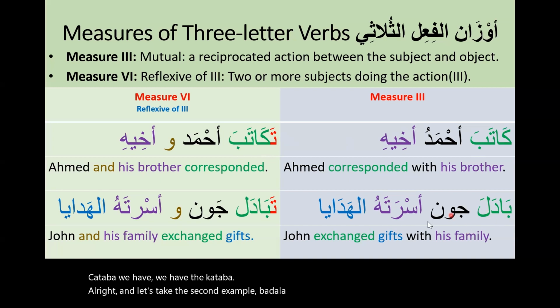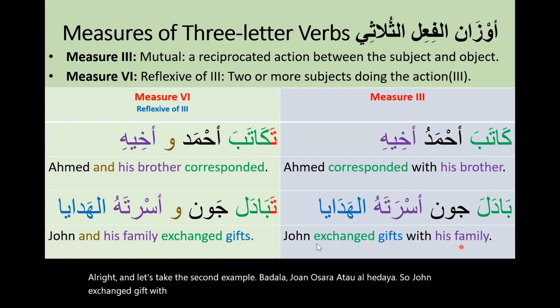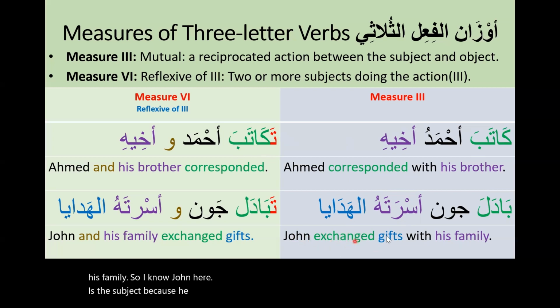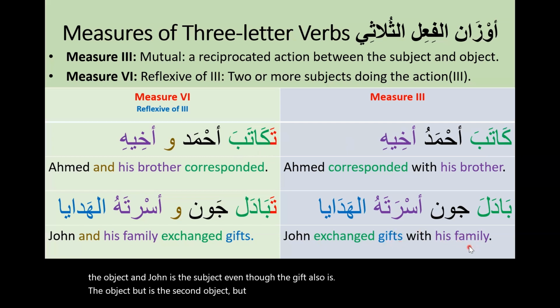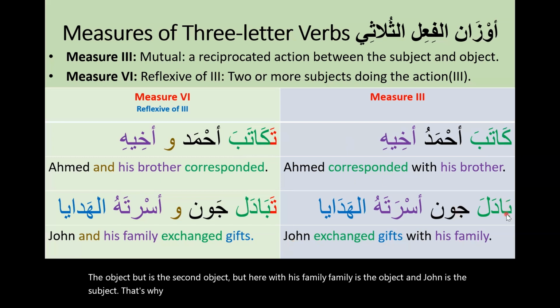Let's take the second example. Badala John usratahu al-hadaya. So John exchanged gifts with his family. John here is the subject because he started the exchange of this gift with his family. So his family here is the object and John is the subject, even though the gift also is an object, but the second object. That's why it's badala and not tabadala.